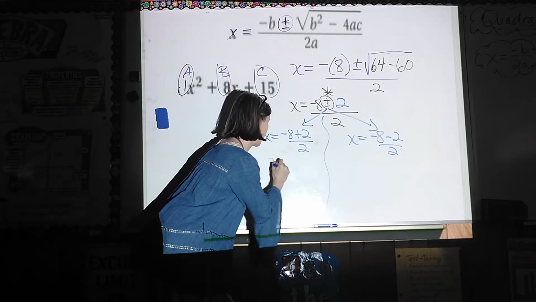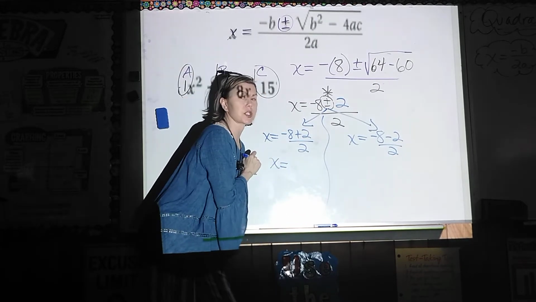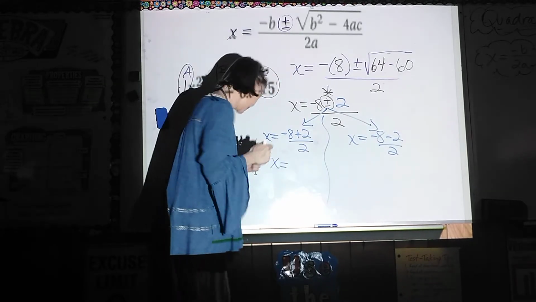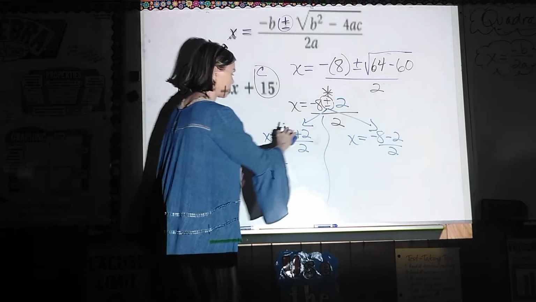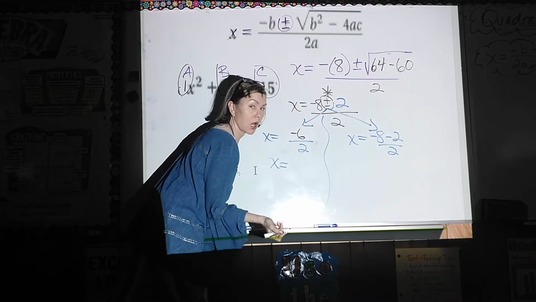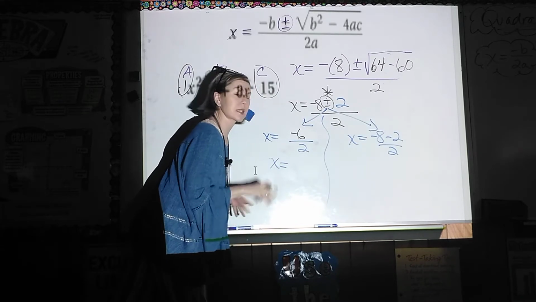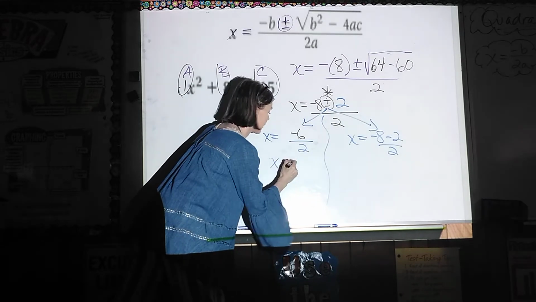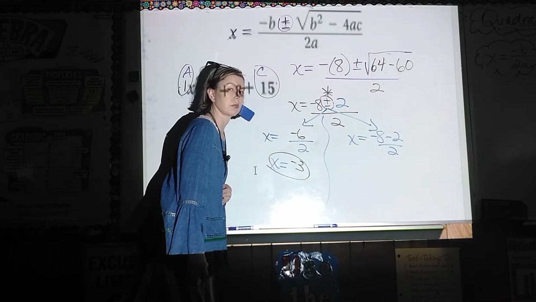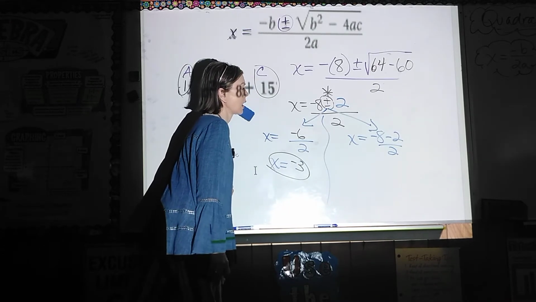Okay, so now we just do the math. What's negative 8 plus 2? Negative 6. And what is negative 6 divided by 2? Negative 3. That's our first solution.